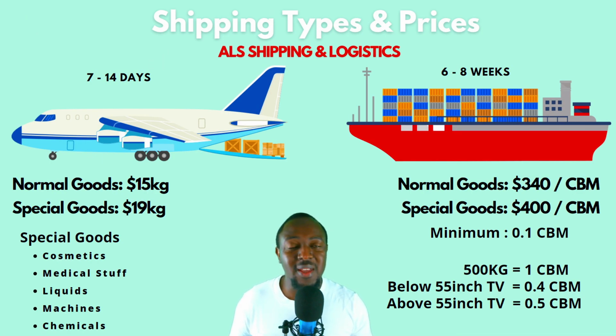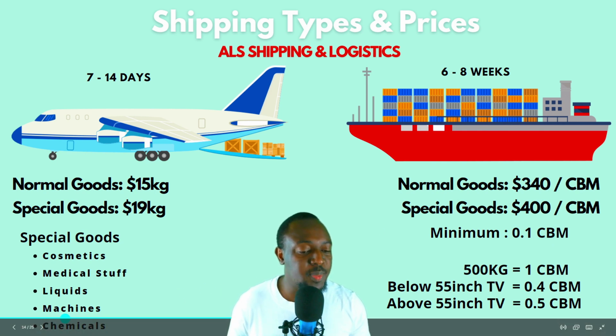Okay, so since I'm based in Ghana, I'm going to demonstrate ALS shipping and logistics. They've got two types of shipping. They've got the air cargo, which takes 7 to 14 days, and they have the sea shipping, which takes 6 to 8 weeks to reach Ghana. With the sea shipping, for normal goods, they charge $340 per CBM. For special goods, they charge $400 per CBM. The minimum order should be 0.1 CBM.